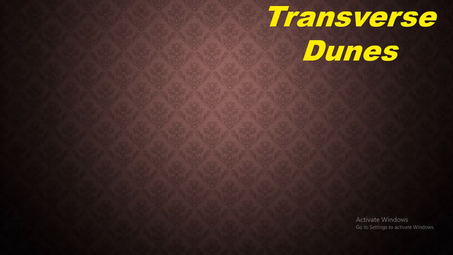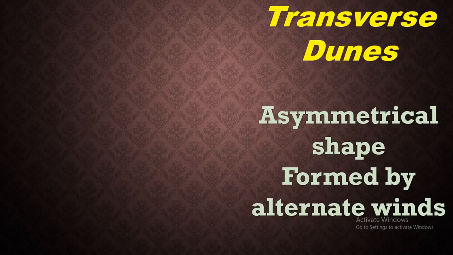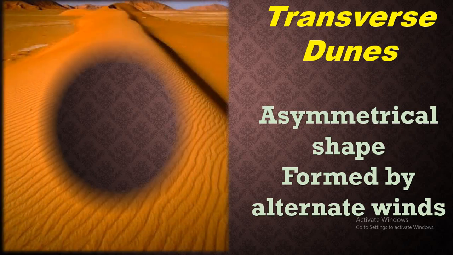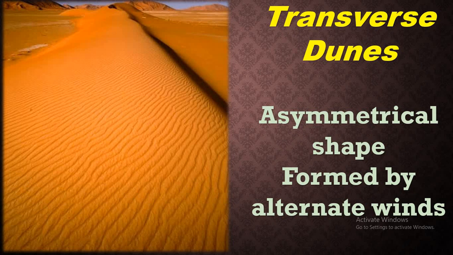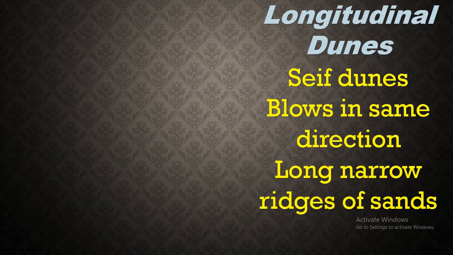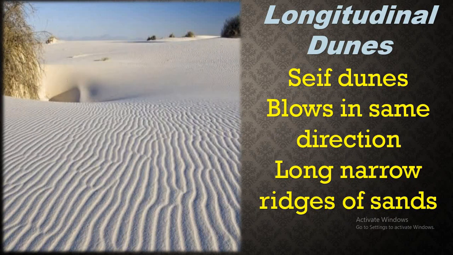The next one is transverse dunes. Asymmetrical shape formed by alternate winds. Alternate wind in the sense this side or that side, either side. So either it blows from the east or from the west. In this case the transverse dunes are formed. Longitudinal dunes. These are formed when the wind blows in the same direction. So long narrow ridges of sand are seen over here. Very nice to see, isn't it, children?